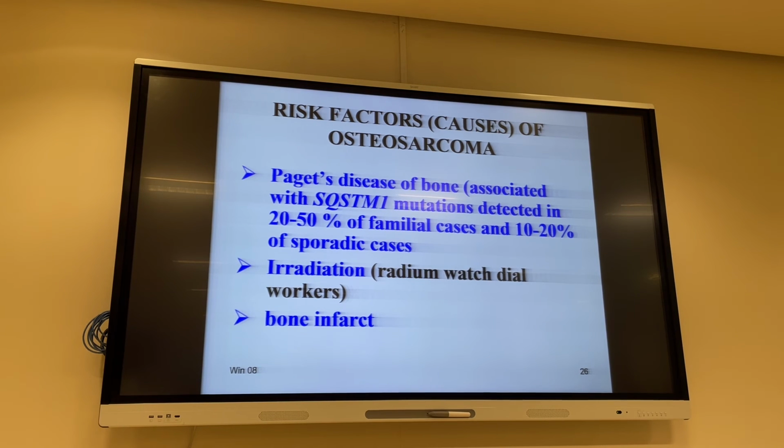And we wanted to see any kind of link, a genetic link if you will, between Paget's disease and osteosarcoma. When you do a genome-wide association study, that allows you to look at the whole genome, and we looked at the whole genome of patients with Paget's disease who went on to develop osteosarcoma, and it turned out that those patients have this SQSTM1 mutation. Okay, so this is where this came from.